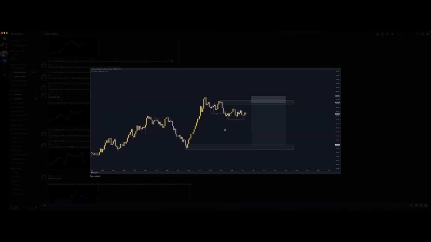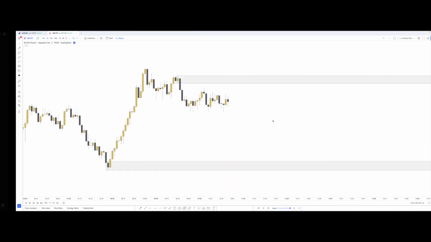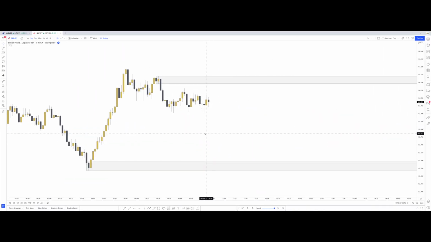This is the exact analysis I shared for this pair to the community members. As you can see, I have some internal structure marked out as well as a supply and demand zone, and my short parameter tool showing where I would like to enter this trade. So now that we've seen that, I just want to go over why I marked out these zones and how I'm going to mark out the internal structure to form a trade bias here.